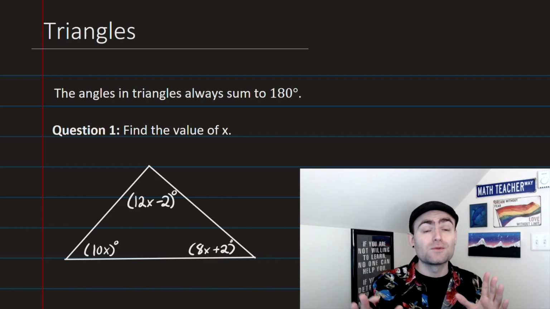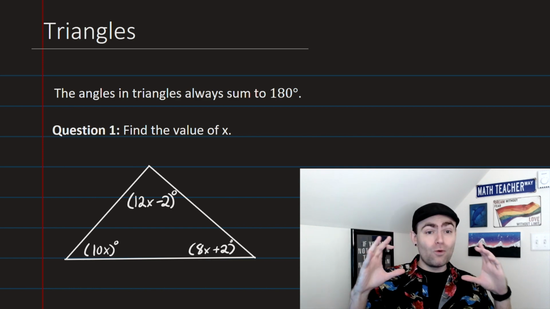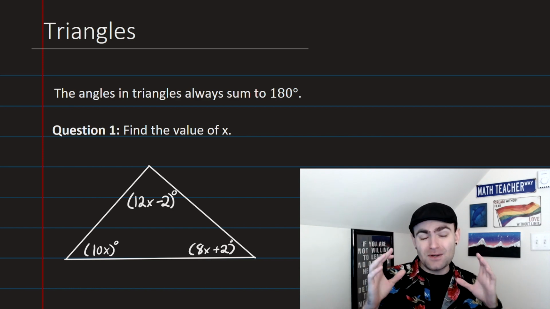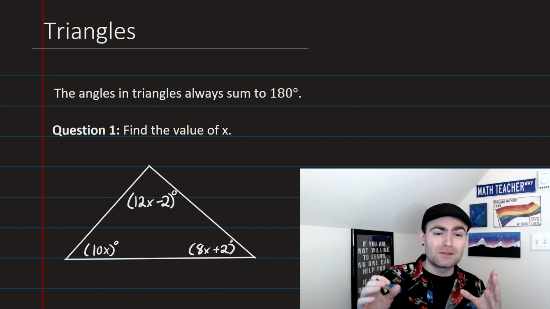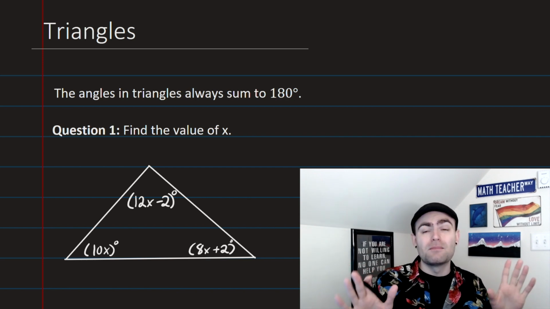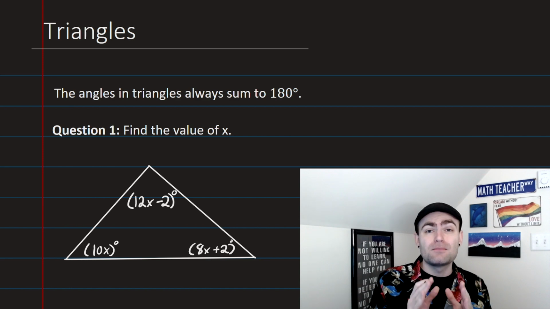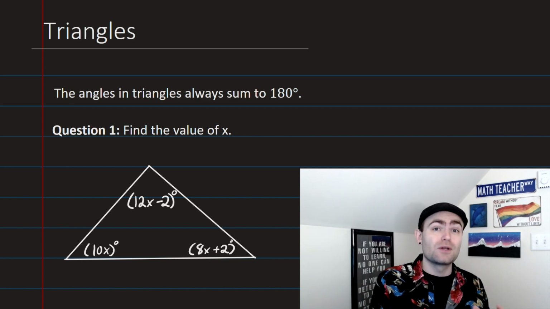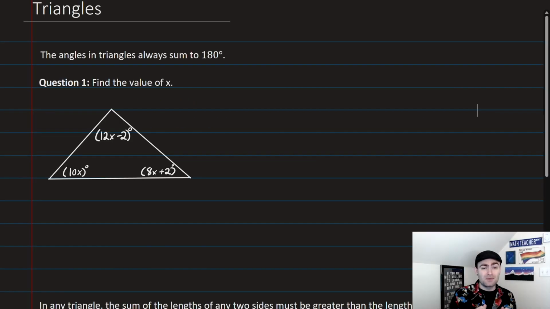So let's talk triangles. Very broadly, all triangles. The interior angles of all triangles, no matter what classifications we give them, all sum to 180 degrees. They add to 180 degrees. So let's try a problem that uses that.